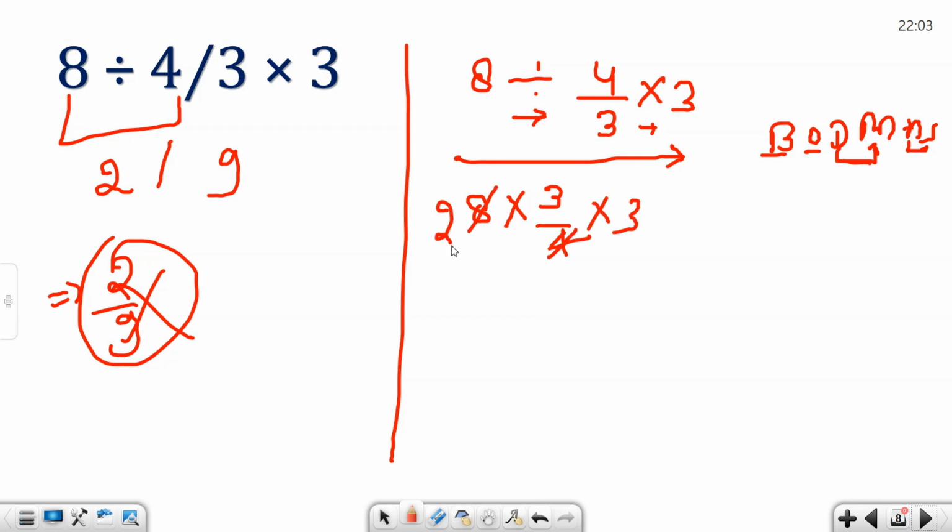When you multiply by 4, it comes twice, so it becomes 2 into 3 into 3. 2 into 3 into 3, that becomes 18. This is the right answer.